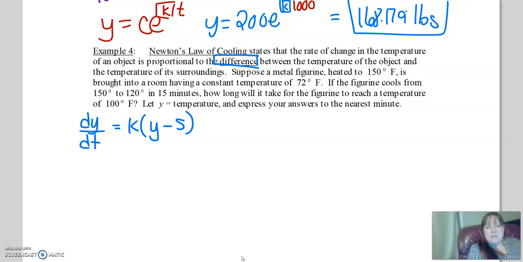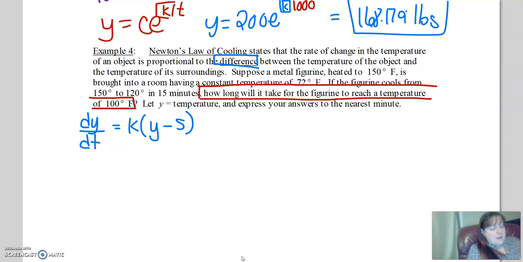So the problem, you can read it. There's a metal figurine. It's heated to 150 degrees. Then it's brought into a room that has 72 degrees Fahrenheit. And it tells us how fast it cools and asks how long will it take for the figurine to reach a temperature of 100 degrees Fahrenheit. So this is our final question.